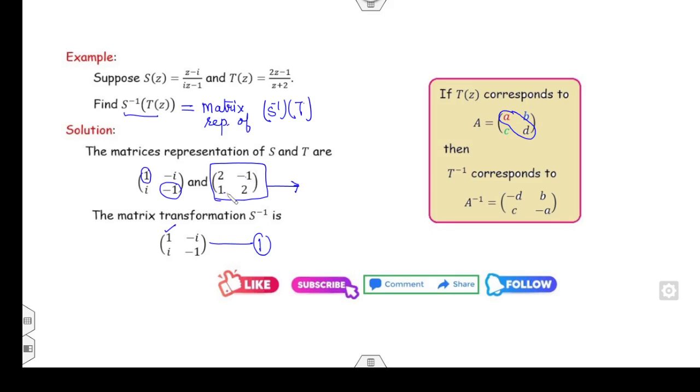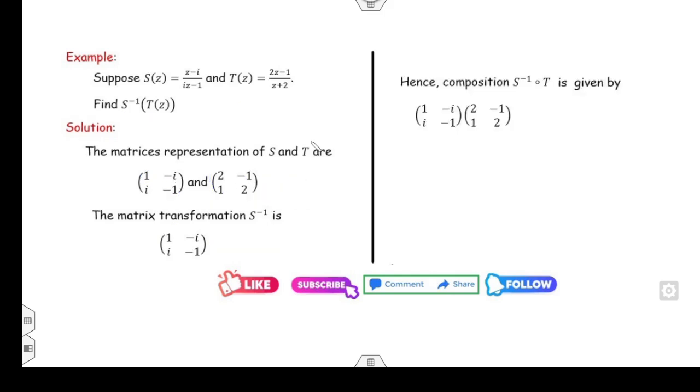2 minus 1, 1 and 2. So I can multiply these two matrices. What will happen? It is 2 minus iota, then minus 1 minus 2 iota. Its next entry is 2 iota minus 1, and this one will be minus iota minus 2. That is the matrix representation.